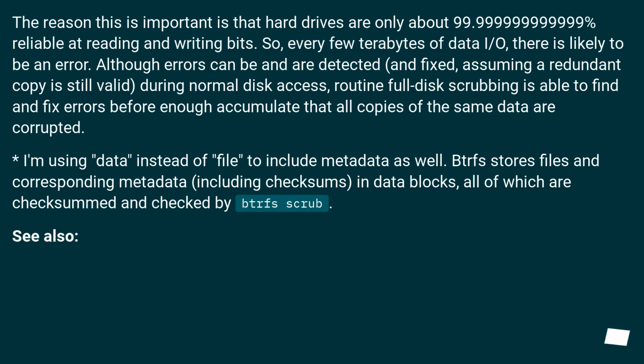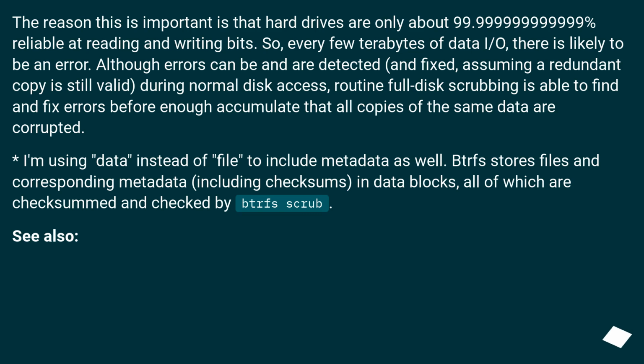Although errors can be and are detected and fixed during normal disk access, assuming a redundant copy is still valid, routine full disk scrubbing is able to find and fix errors before enough accumulate that all copies of the same data are corrupted. I'm using data instead of file to include metadata as well. btrfs stores files and corresponding metadata, including checksums, in data blocks, all of which are checksummed and checked by btrfs scrub.